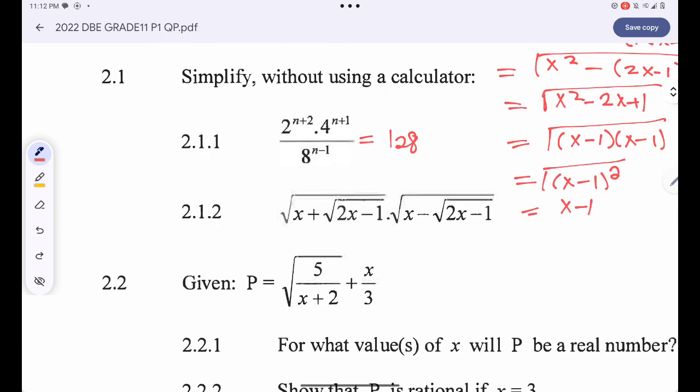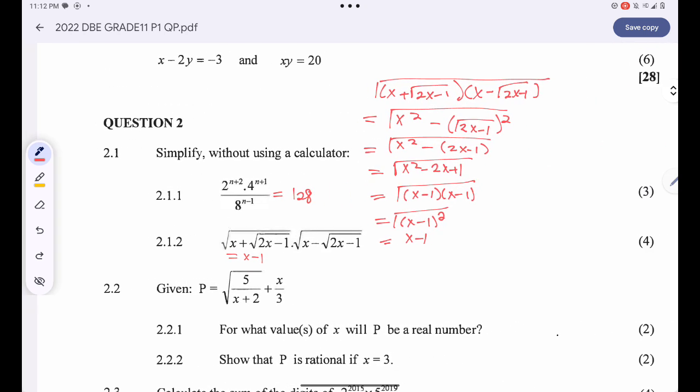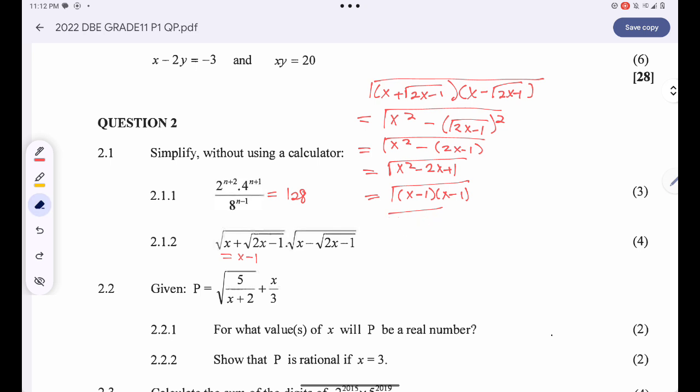So I now know that whenever I simplify this, it will be simplified to be x minus 1. Okay, now let's move to 2.2.